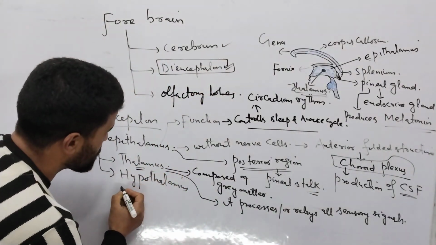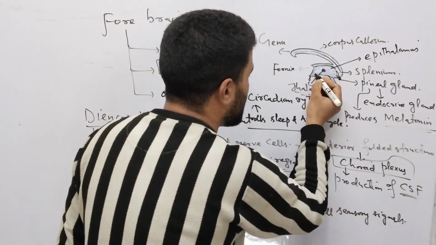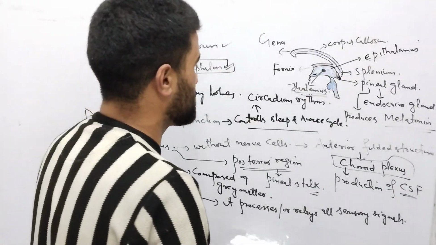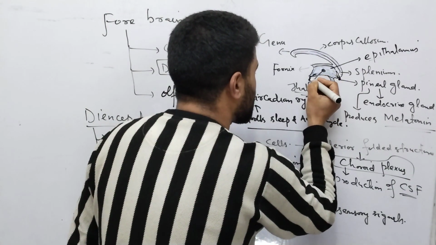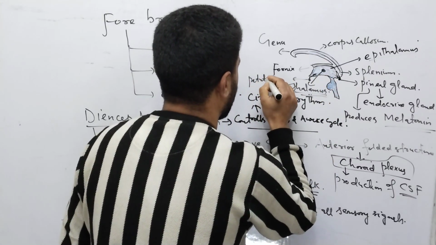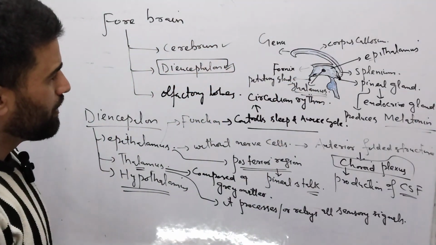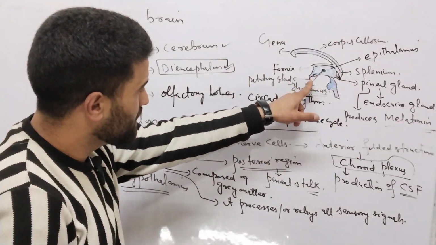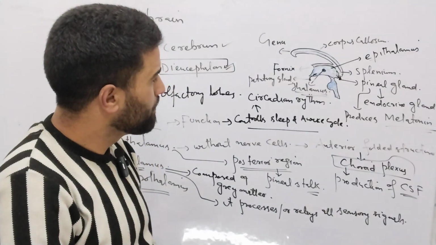So now, moving to this part, this is called the hypothalamus. Hypothalamus is a region which is located here. Below the thalamus, there is hypothalamus. And this hypothalamus is connected with a small gland, this is called the pituitary gland. This hypothalamus is connected with a very important gland that is called the pituitary gland.